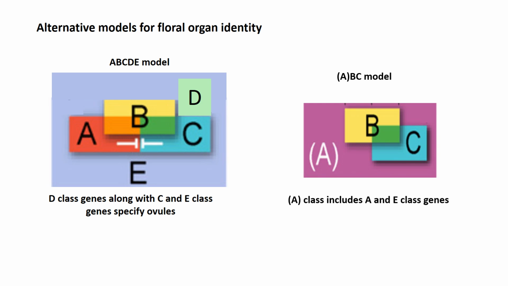They are expressed before the B and C class genes and act to establish the floral meristem identity and facilitate the production of the ground state of floral organs, namely the sepals. The bracketed A function later activates and regulates the B and C class gene functions.